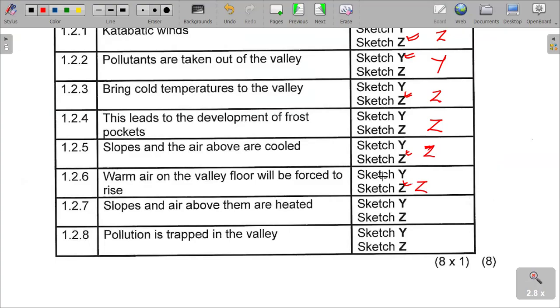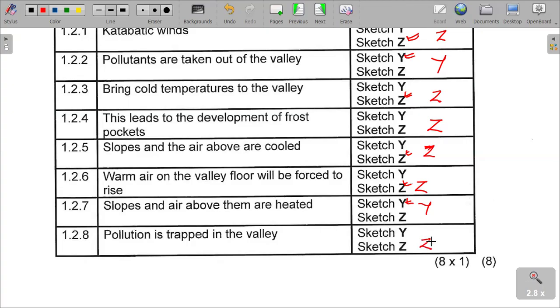And then number 7, slopes and air above them are heated. It is Y, obviously, opposite to what we have just said above. And then pollution is trapped in the valley because of downstream winds, which is also Z.